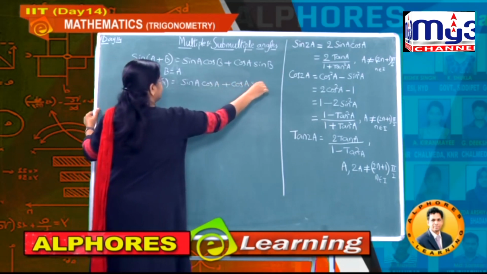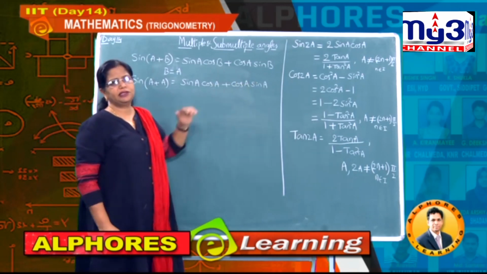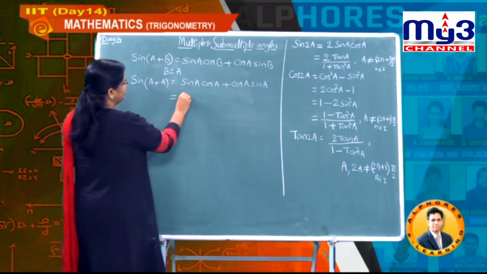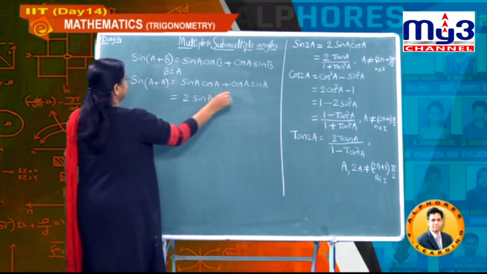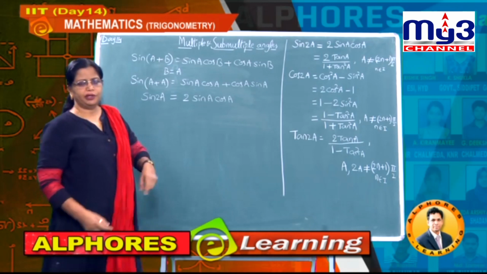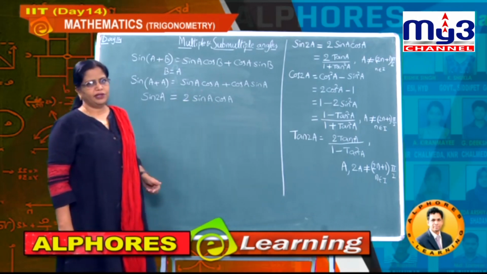Got it students? So you got the value as sin a cos a plus cos a sin a, it is the same, hence you got 2 times sin a into cos a. So this is the value you got, and on the left hand side we have sin 2a. Therefore sin 2a equals 2 sin a cos a.